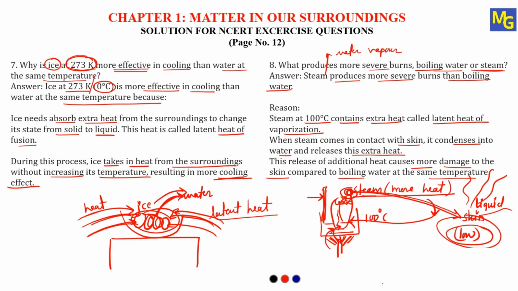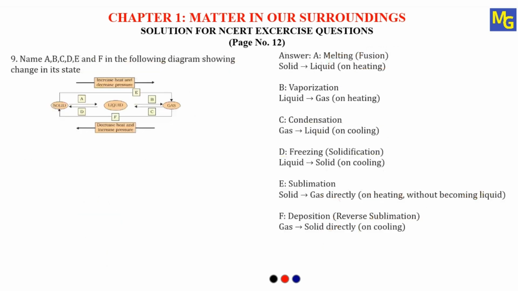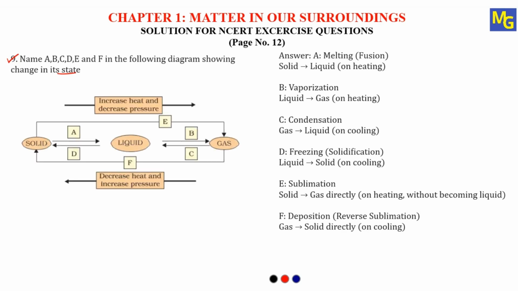Now we'll see the next question. The next is the last question, that is question number 9. Name A, B, C, D, E and F in the following diagram. The following diagram shows changes in state. So this is the diagram which is given. Let me make it a little bit bigger. Okay, now I hope it is a clear diagram.